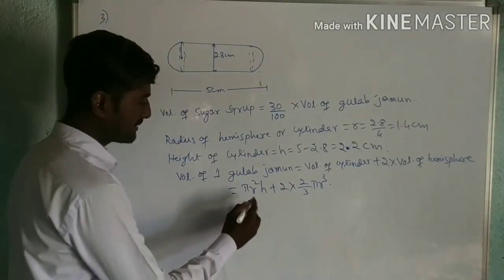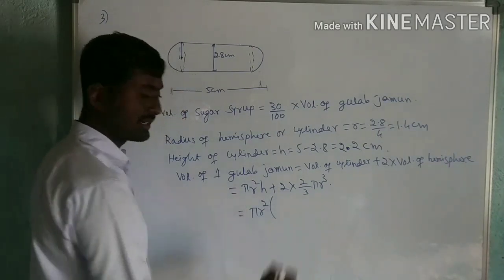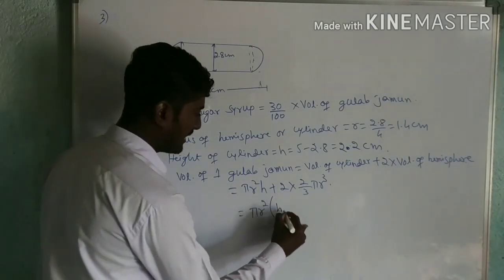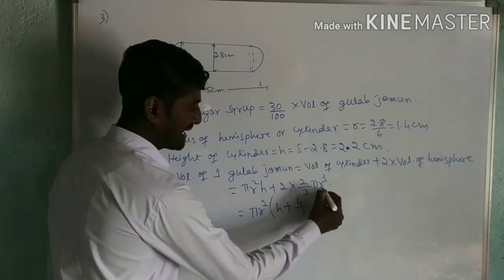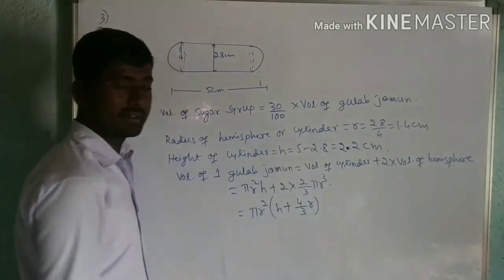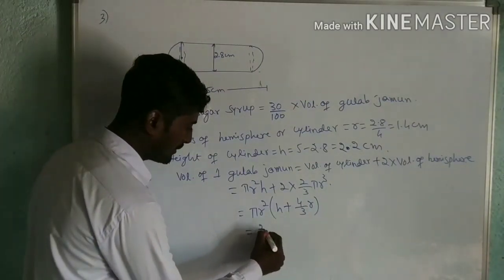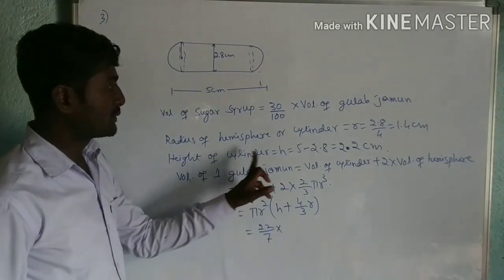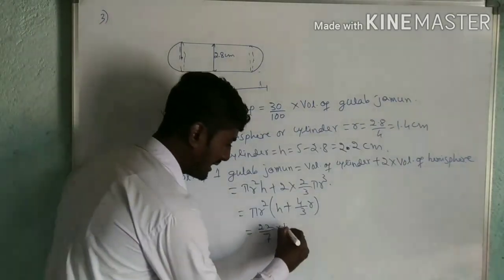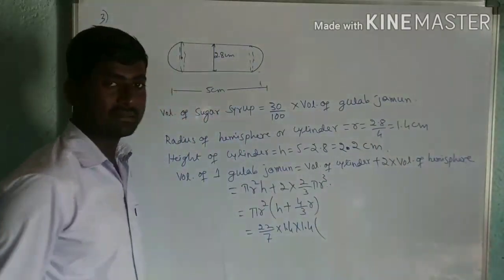Take common here pi r square. Inside, h plus 2 twos are 4 divided by 3, pi r square taken outside, remaining r. Now substitute the values. Pi value is 22 divided by 7, r square. So r value is 1.4. R square is 1.4 into 1.4 inside.